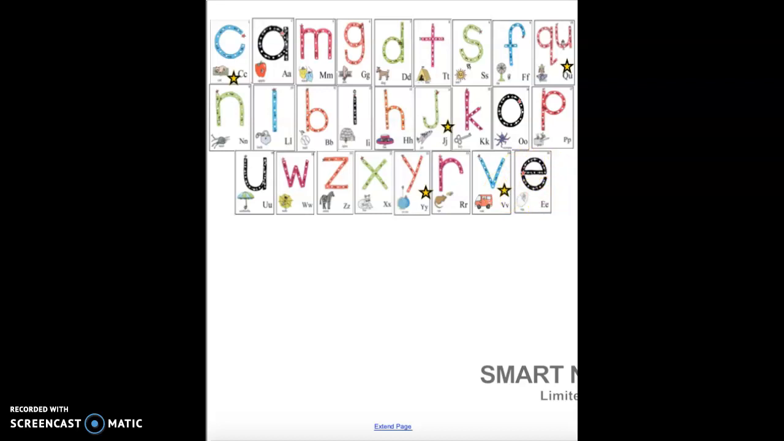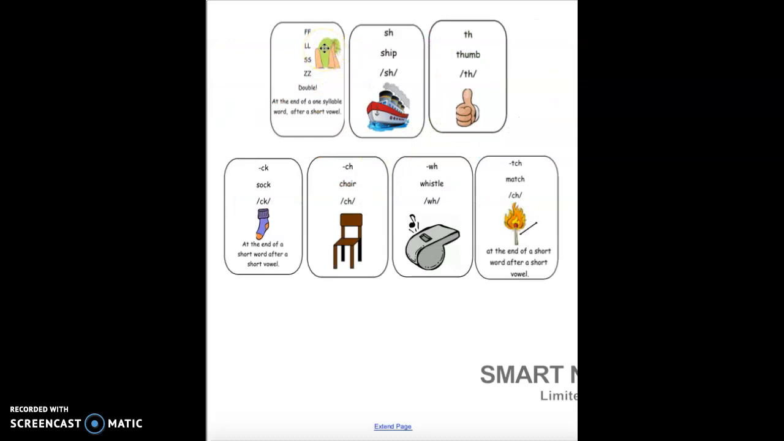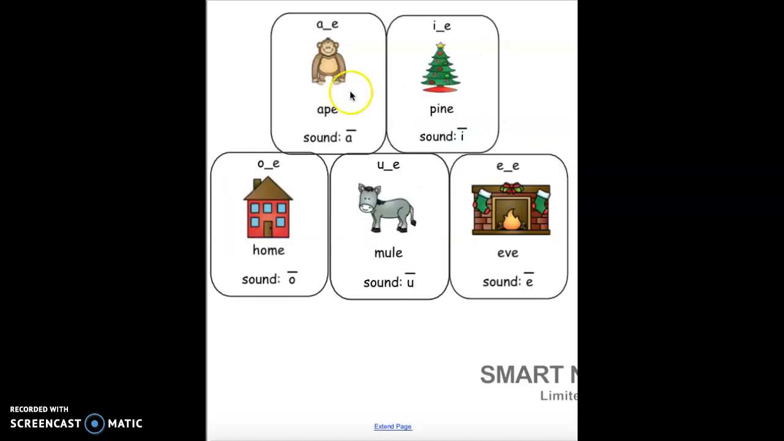E, egg, e. F, L, S, Z, double at the end of a one-syllable word after a short vowel. SH, ship, sh. TH, thumb, th. CK, sock, at the end of a short word after a short vowel. CH, chair, ch. WH, whistle, wh. TCH, match, ch, at the end of a short word after a short vowel.